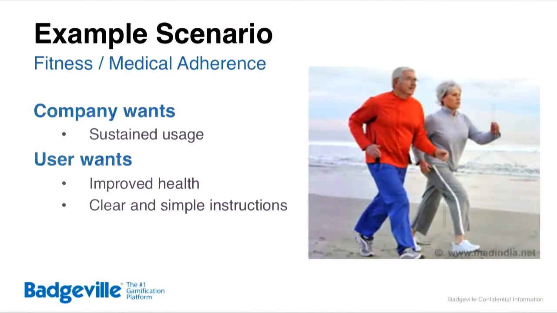One more example, so fitness or medical adherence. This is the idea that the company has some sort of fitness program to help people get in shape or stay in shape. The company wants sustained usage, whether this is a company that's offering this as a paid service, or an employer that's just trying to get their employees healthier. Bottom line is they just want people to use it. Whereas what does the user want, right? Well, the user obviously wants improved health. It's kind of a win-win situation.